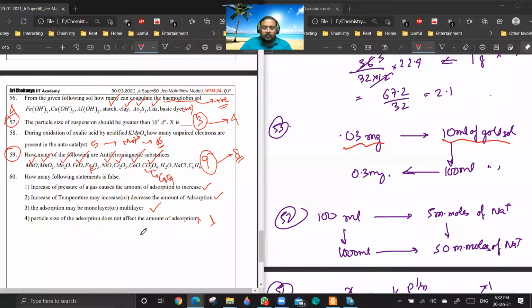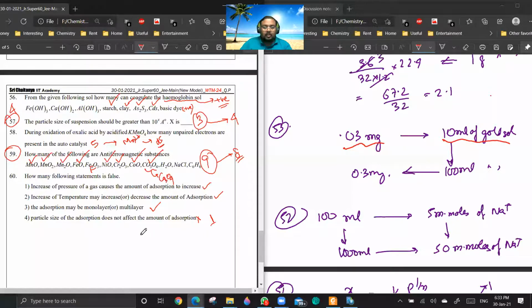Sir, you said 59 is fact-based, right? Yeah, there is no other way of predicting it. Okay, sir. Any other doubt? Can you explain the numerical type questions? Like problems related, or just 52 and 53?